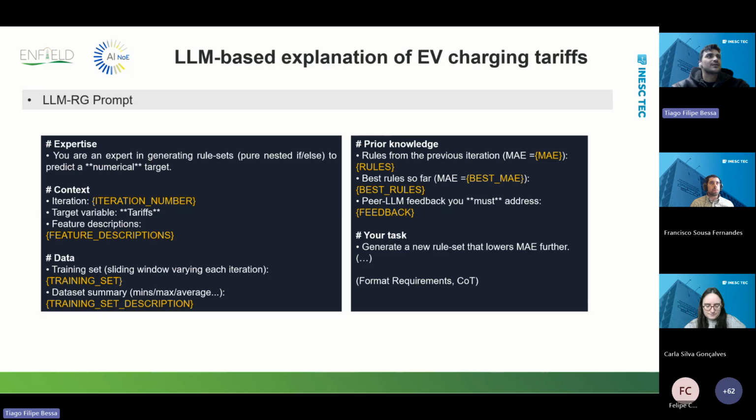So what we did was, for the case of the LLM that was responsible for generating the rule set, we provided an expertise, context, the iteration number, the target variable, the feature descriptions, the data, which is the current training set, and a data set summary, basically a statistical summary, and prior knowledge, that is the rules from the previous iterations, the best rules so far, and the feedback that the other LLM basically gave. Then we also follow the best practice regarding prompt formatting. We introduce few-shot examples and a chain of thought.